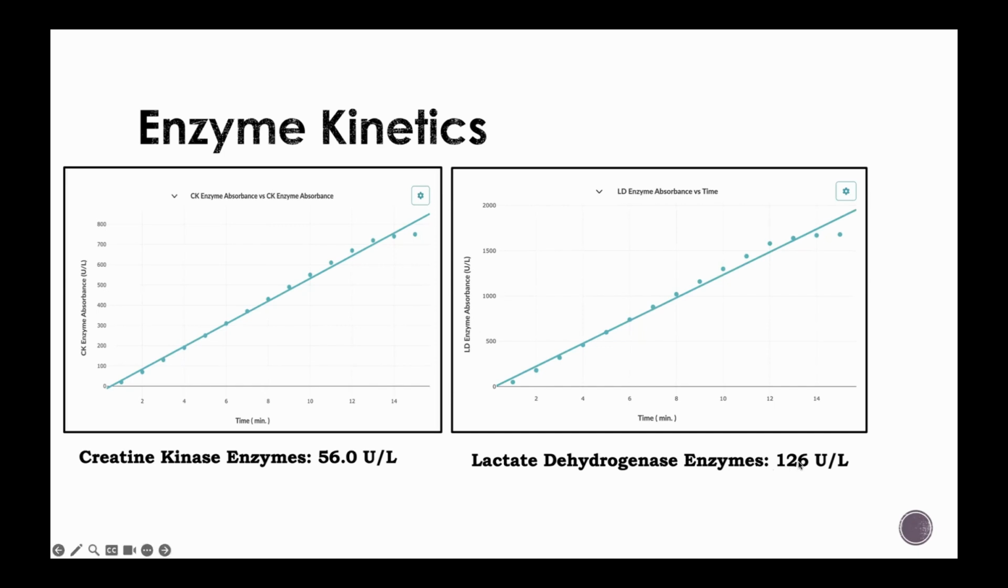The results of this are determined similarly to the creatine kinase enzymes. You see the graph of absorbance over time. You take the slope, which in this case is 126, which is a normal level. So this means that the diabetes diagnosis is not supported based off of the patient's enzymes.